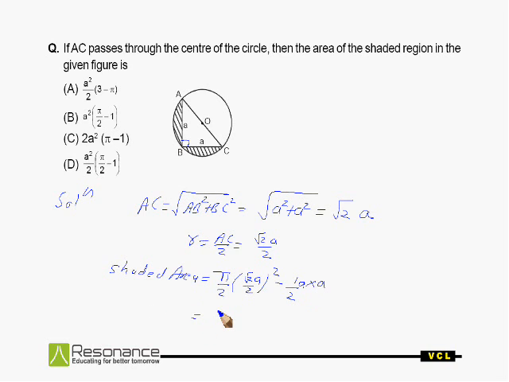Now that is pi by 2 times (root 2 a by 2) whole square, which comes to be 2a square by 4, minus a square by 2. Here 2 is cancelled by 2. Now by taking a square by 2 common, we get pi by 2 minus 1. So according to this, option D is correct.